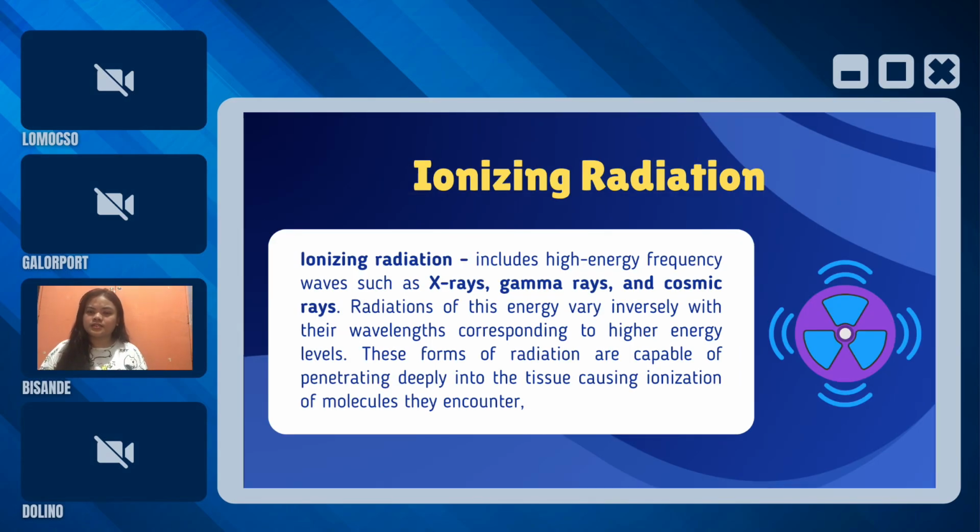So what is ionizing radiation? Ionizing radiation is a type of energy that can break chemical bonds and can cause mutations. It includes high energy frequencies such as X-rays, gamma rays, and cosmic rays. The radiation's energy varies inversely with its wavelength, corresponding to higher energy levels. This form of radiation is also capable of penetrating deeply into our tissue and can cause ionization of the molecules it encounters. That is ionizing radiation.